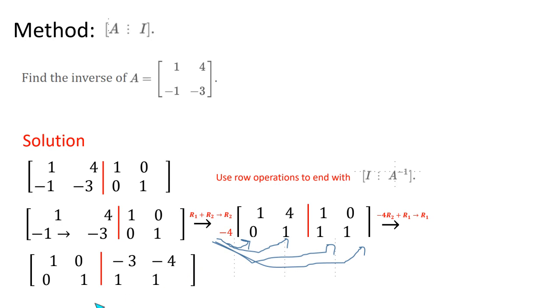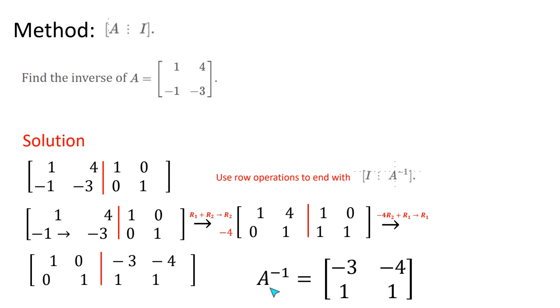And so now you can see that on the left side, we have the identity. So that means that whatever's on the right side, that's going to be your inverse. And so we would just write it as A inverse is equal to negative 3, negative 4, 1, and 1. So here, this is your second method. This method is good if you have something bigger than 2x2.